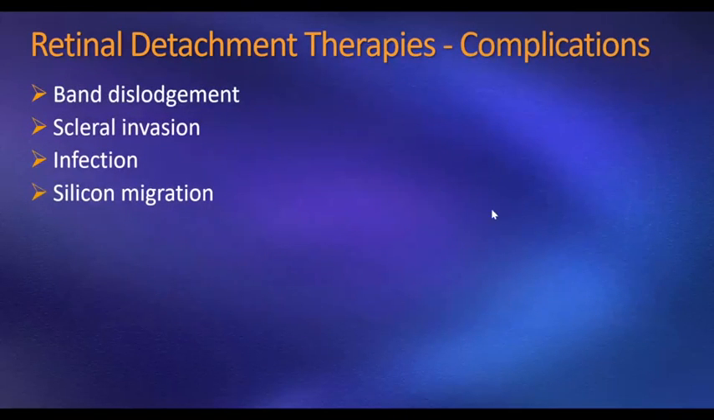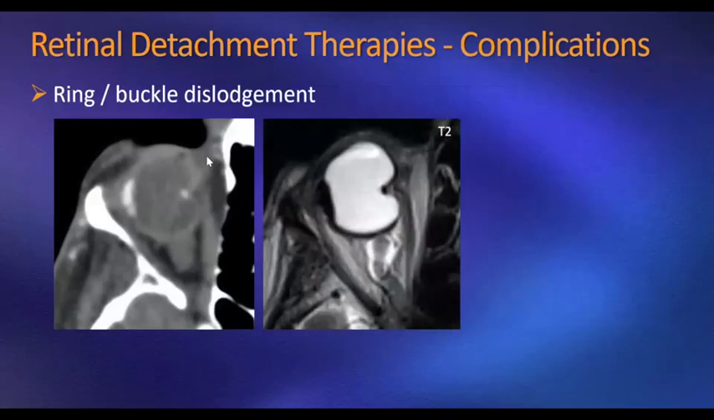Complications can occur with band dislocation that often goes hand in hand with scleral invasion as well as silicone migration. Infection can also occur, but since we already seen a few examples, we'll be skipping it here. So the band dislodgement is typically very localized in nature and very abrupt, as seen here on CT and better on MRI, the deformity of the globe.